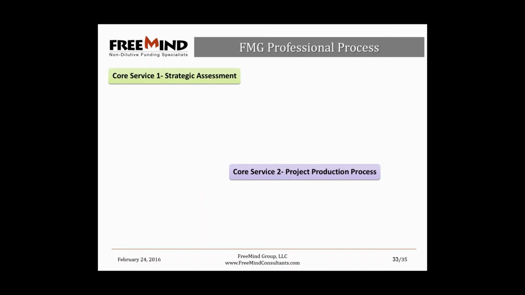Just briefly, I would like to explain the professional process here at FreeMind. We basically offer two core services. The first one is the strategic assessment, and the second one is the project production process. So first of all, again, a long-term strategic approach.